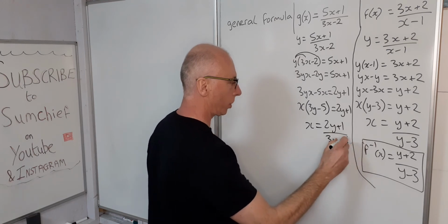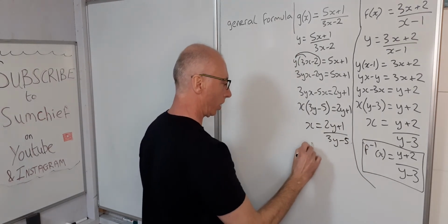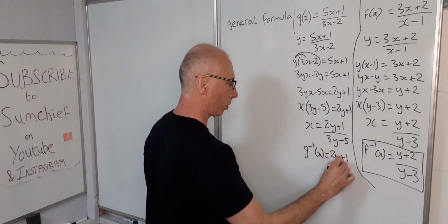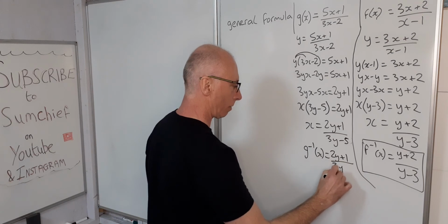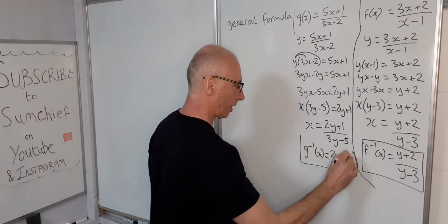Okay, I won't box it off just yet. Let's put the proper notation. So the function is g. So g to the minus 1 of x equals 2y plus 1 over 3y minus 5. Okay, that's that one inversed.